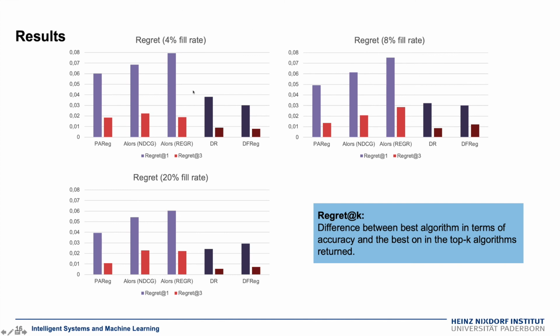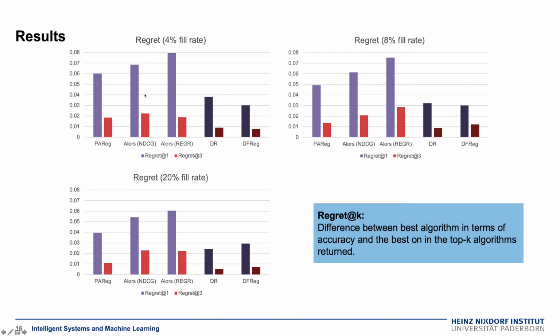So what we're looking at here is the so-called regret at k. That's nothing else than the difference between the best algorithm in terms of accuracy and the best algorithm in the top k algorithms returned. And we're comparing against 3 different approaches. The per algorithm regressor here is just the model from the very beginning, where you learn a single model per algorithm, and these are 2 collaborative filtering variants. And these 2 are our approaches. The left one is the ranking one, and the right one is the regression approach.